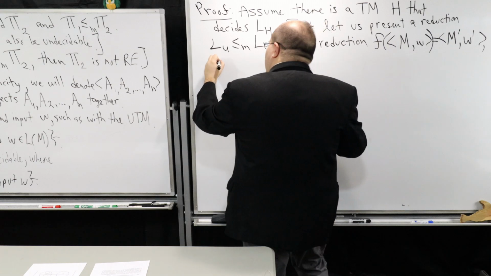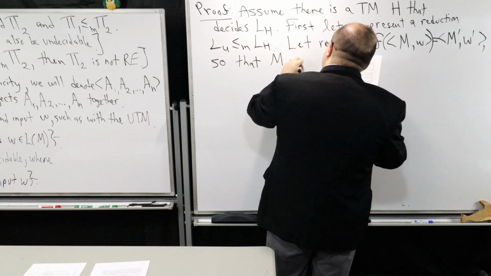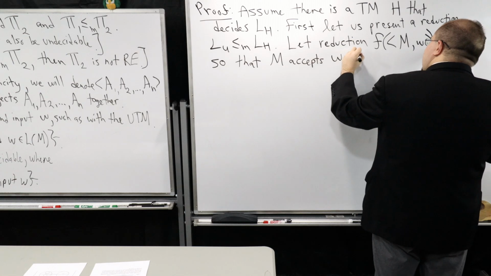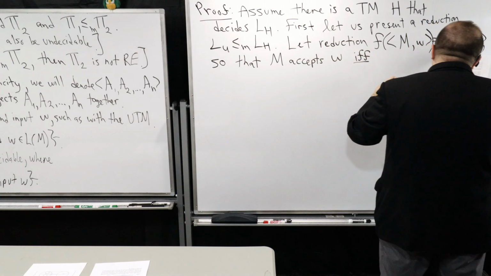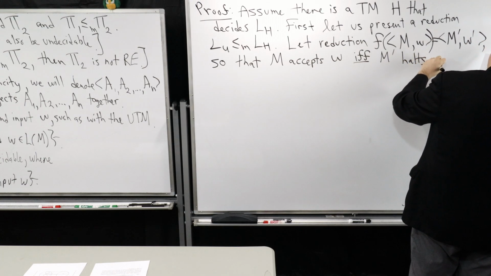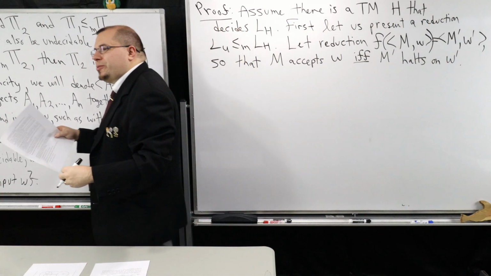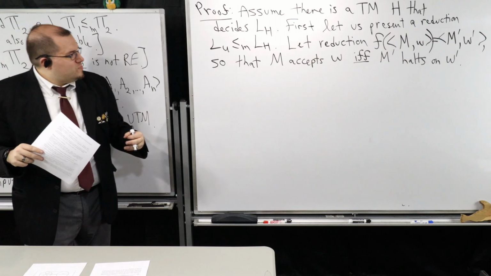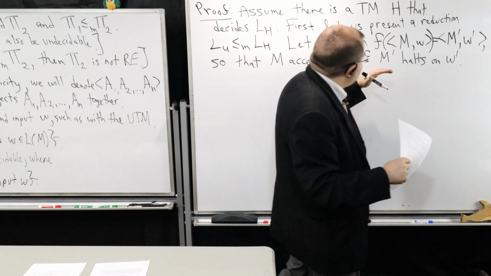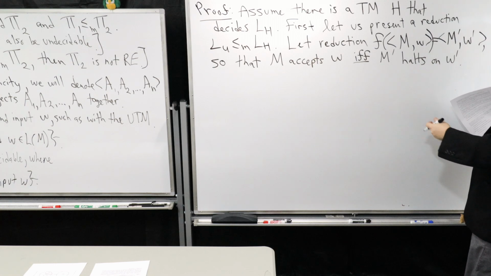So this is going to be our goal here. So that M accepts W if and only if M prime halts on W prime. So remember, we want them to have the same answer. So we want M to accept on W, and if that happens, that's a yes answer, right? And then if M prime halts on W, that's a yes answer.